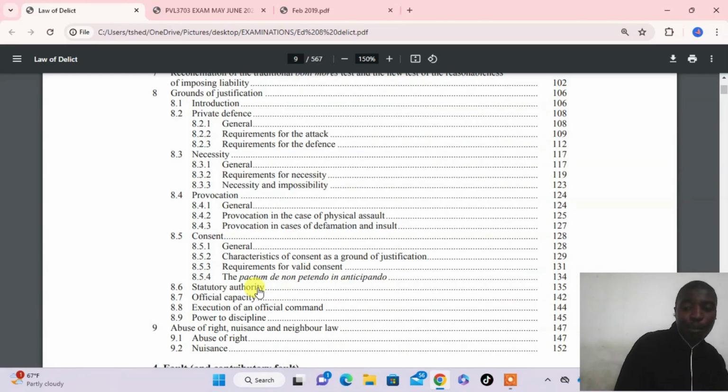Or for example, if I'm on a bus, Rea Vaya, let's use Rea Vaya. I'm on the Rea Vaya, we are going to town, then the Rea Vaya catches fire, and I break the window in order to get out. I rely on necessity, right? Because there was imminent danger and I had to act by breaking somebody's property in order to protect myself. That is necessity. So it means that I broke the Rea Vaya window in order to escape the danger that was imminent, the fire. So that one is necessity. So you can rely on necessity.